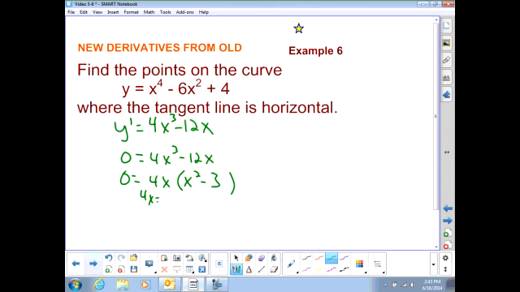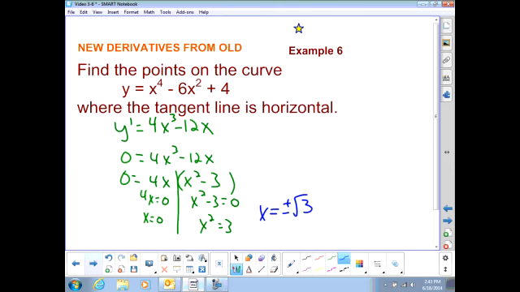We'll set 4x equal to 0, and we'll get x equals 0. We'll set x squared minus 3 equal to 0, and we'll get x squared equals 3. When you take the square root, make sure you do plus and minus. So we will have horizontal tangent lines at x equals 0, x equals square root of 3, and x equals negative square root of 3. Now notice, though, the question doesn't want to know just the x values. The question wants to know the points. So we've got to find the y values that go with each of these.